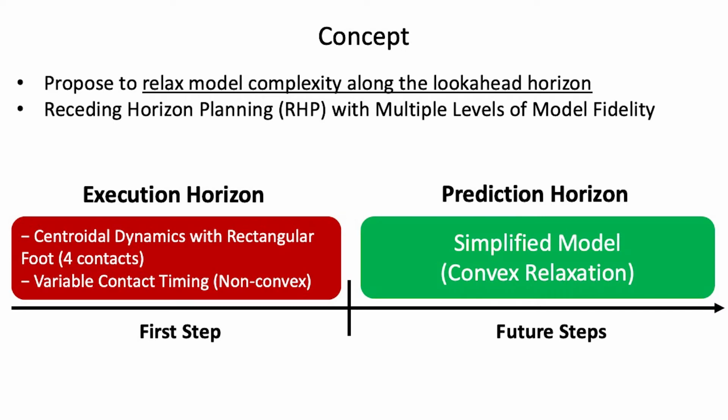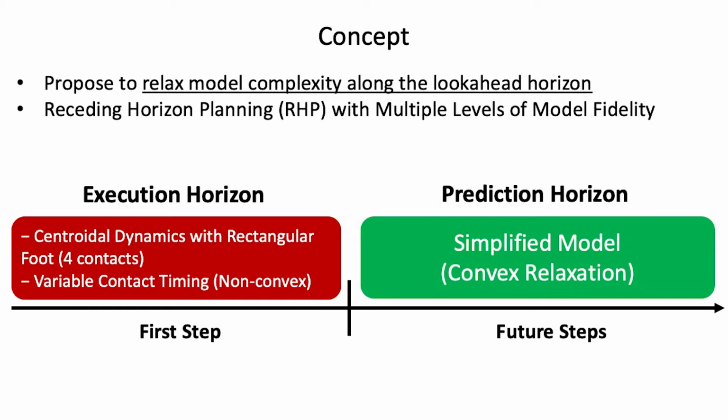To improve the computation efficiency, we propose to relax the model complexity along the look-ahead horizon. More specifically, we split the look-ahead horizon into execution horizon and prediction horizon. The execution horizon accurately plans the first step using a centroidal model with rectangular feet and optimizes contact timing. The prediction horizon predicts the steps in the far future with a simplified model.